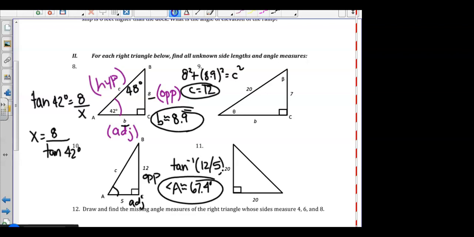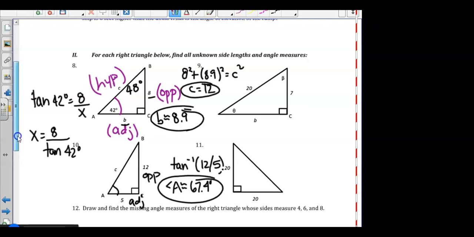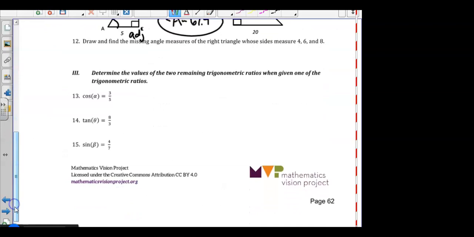So we did that for 8 through 12, filling in the missing angles and sides. So the last part of this lesson was part 3, where it said determine the values of the 2 remaining trig equations or ratios when given one trig ratio. So the best way to do this in number 13 is we're given the cosine of alpha equals 3/5.